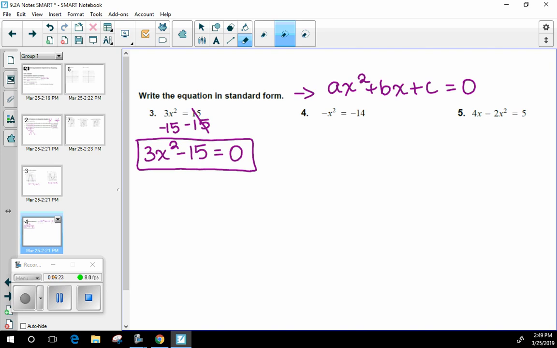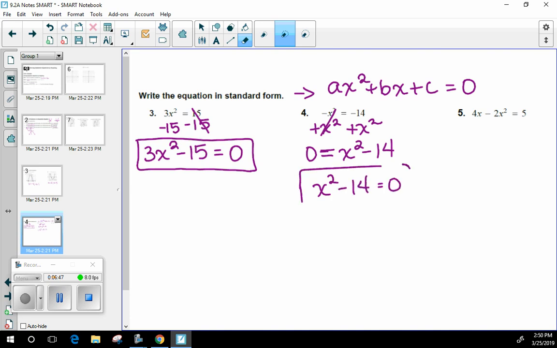Number 4. Same thing. It's not equal to 0. I could move the 14, or maybe even better yet, I could also move the x squared. I like that because it makes my a positive. But both work. So if I move that over, I've got 0 on this side, and on the left it equals that positive x squared minus 14. And if that bothers you, you can always rewrite it so the 0 is on this side if you want. Okay, but now it's in standard form. Okay. Is number 5 in standard form?